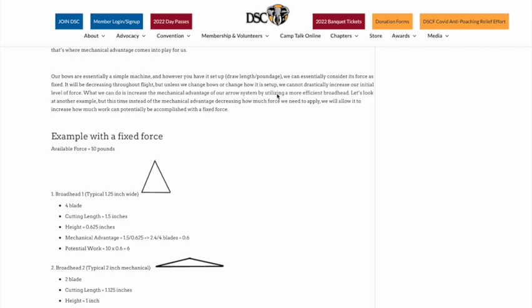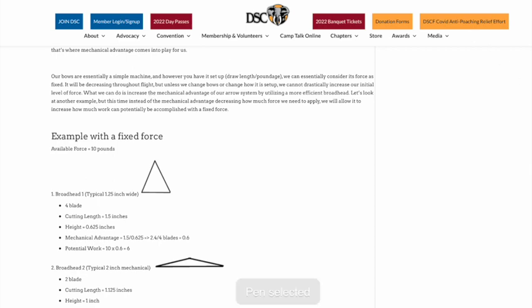And basically, what he points out is that by increasing the mechanical advantage of the broadhead, then you can get more work out of this fixed amount of force. This is completely wrong. This is almost completely the opposite case here. The arrow does not have force. What it does have is a certain amount of energy, and energy is the capacity to do work.